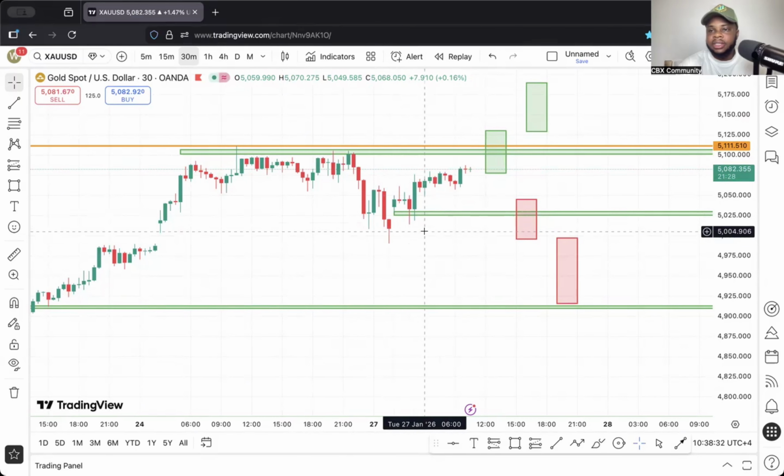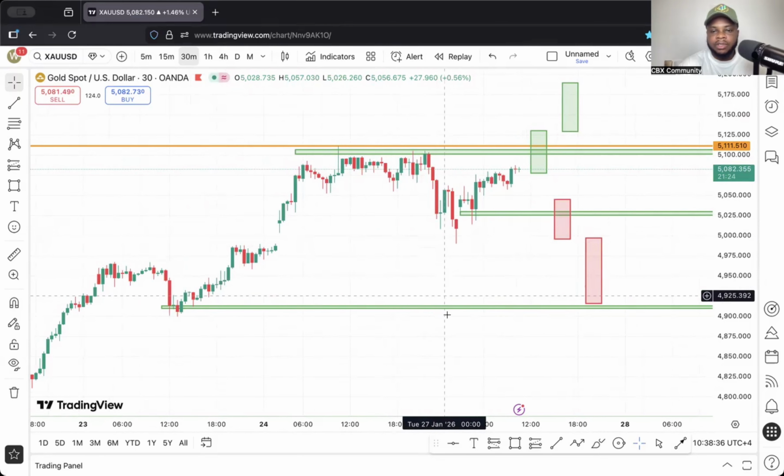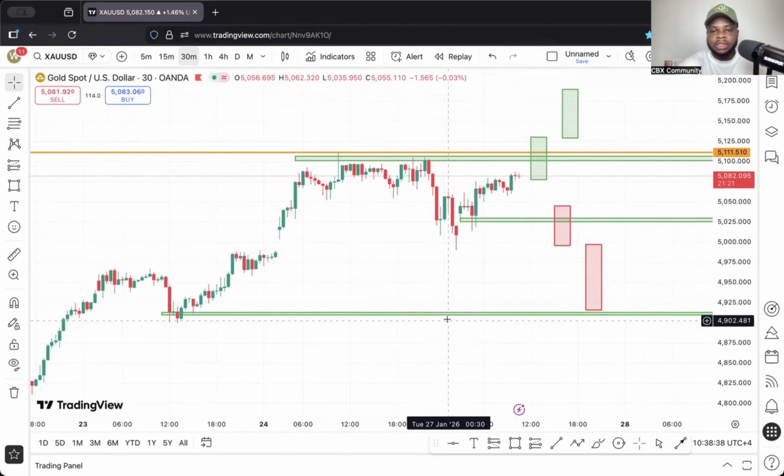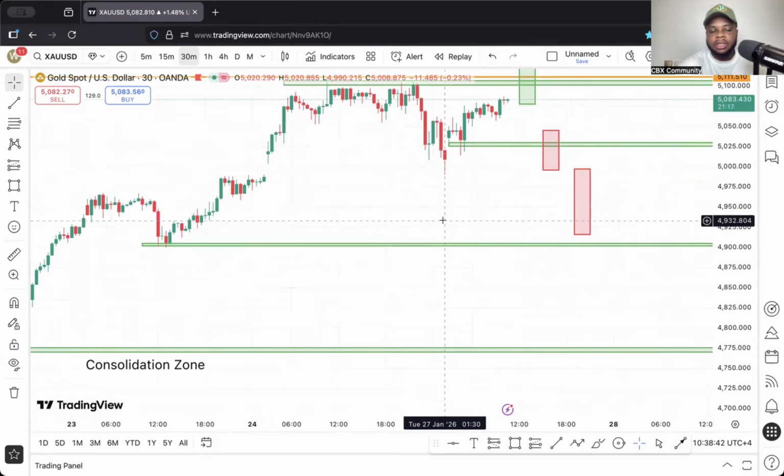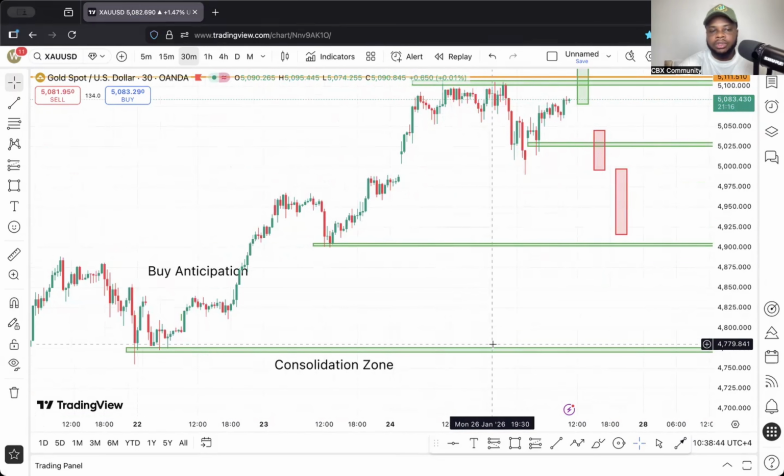So we are looking at the recent support, and the recent support is over here. And then we also have a support zone over here. Let's adjust this a little bit. So we'll have a support zone over here. We also have a support zone over here.